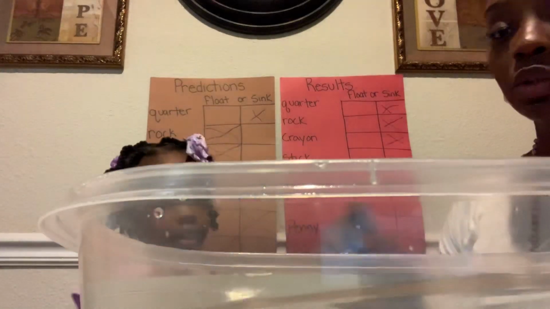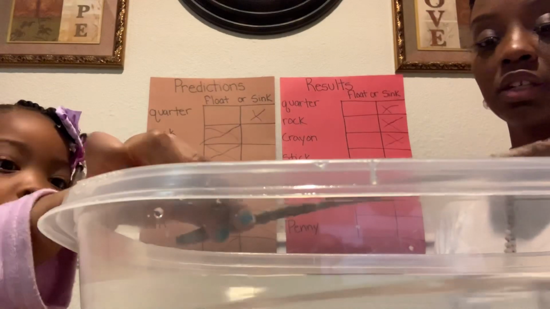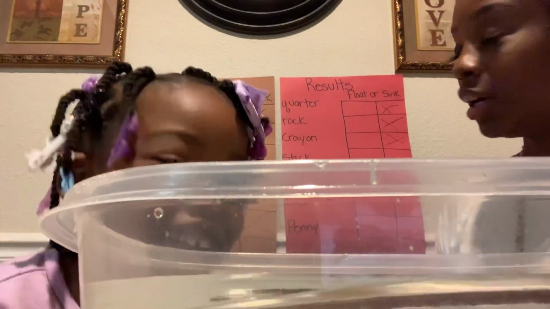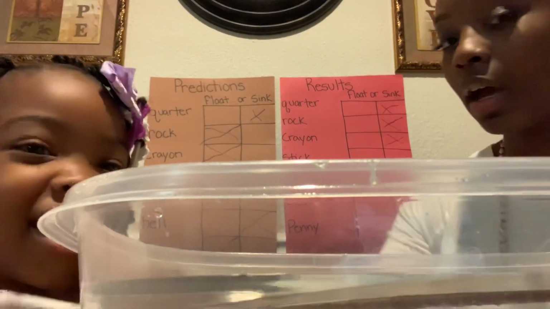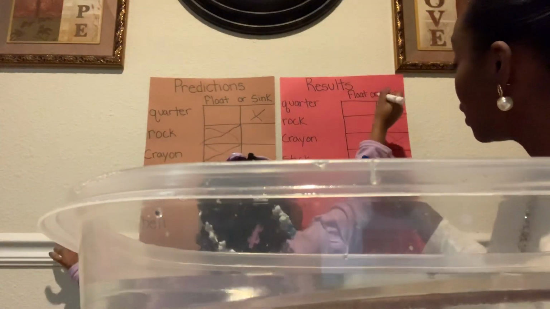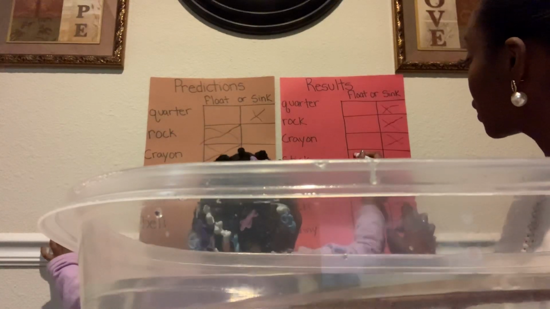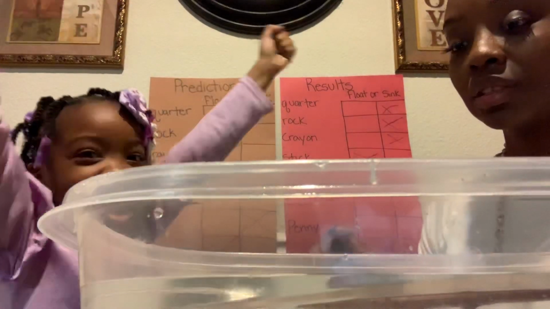Good job. Next, I want you to get the stick and throw the stick in and tell me if it sinks or floats. It floats. Okay, so now I need you to write for the stick that the stick floated to the top of the water. Right here, next to the word stick. Very good. Yay. Good job.